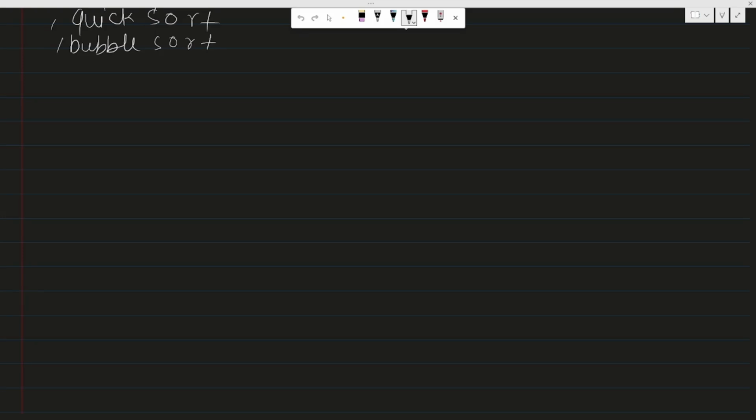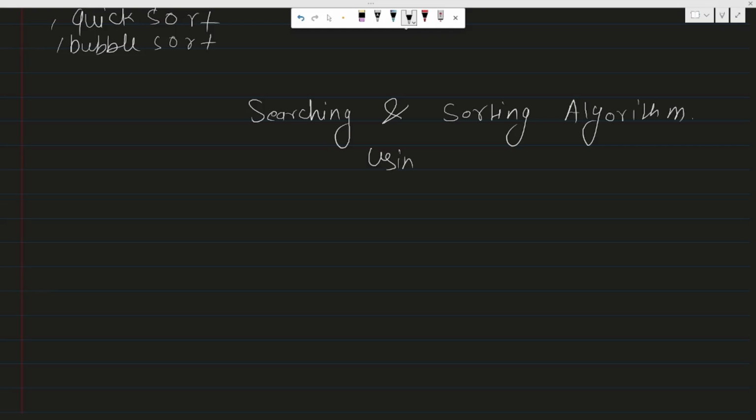In our last lecture, we explored advanced arrays, covering multidimensional arrays, dynamic arrays, and real-world applications. Today we will discuss something fundamental to efficient programming, that is searching and sorting algorithms, using arrays.